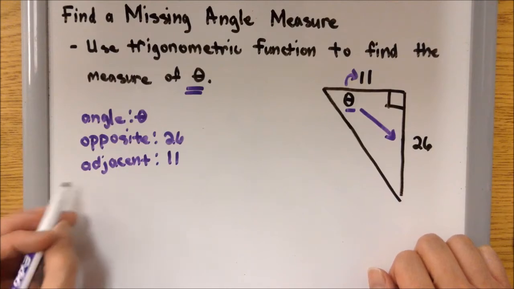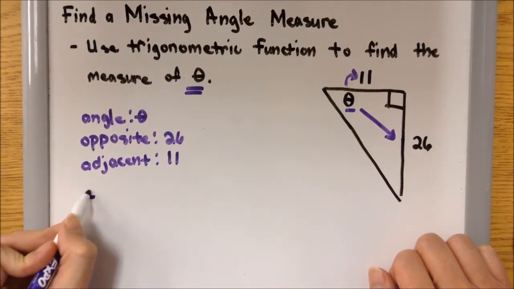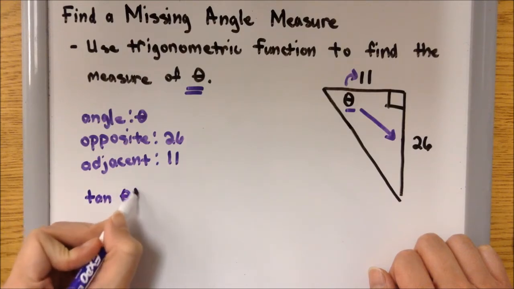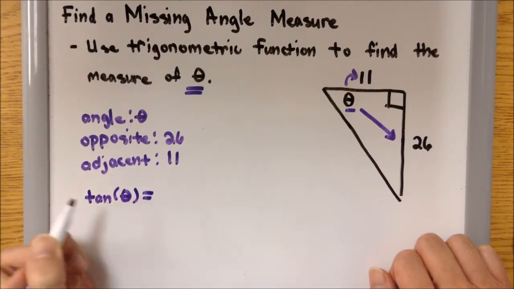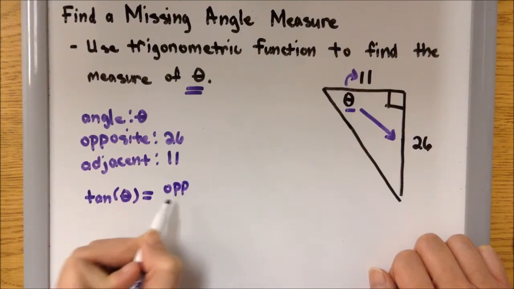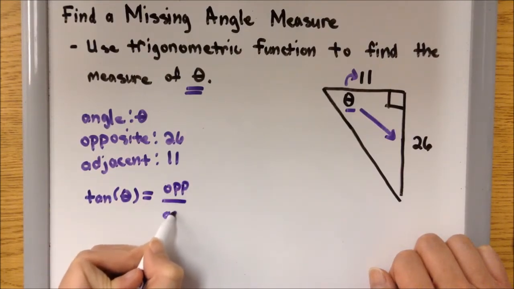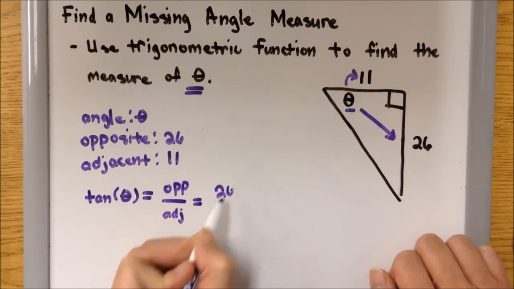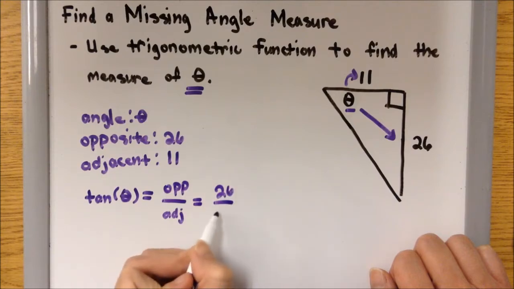So if we were to set it up, it'd be tan theta equal opposite over adjacent. So therefore 26 over 11.